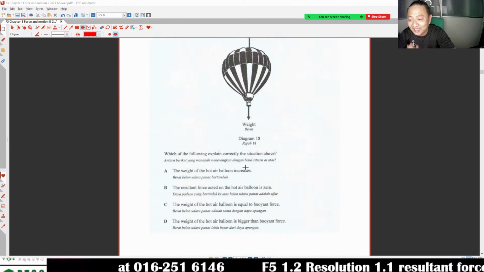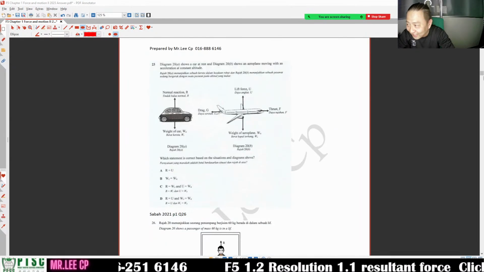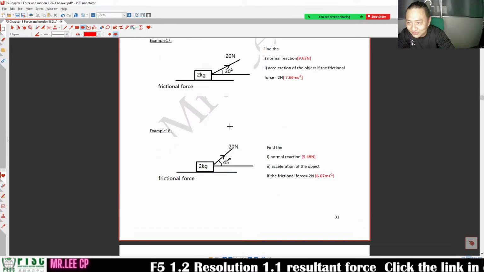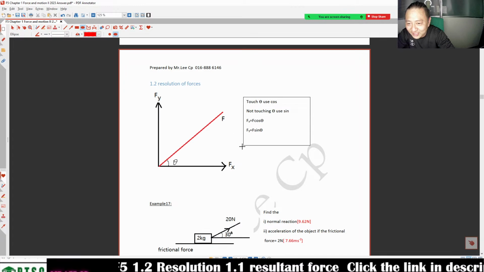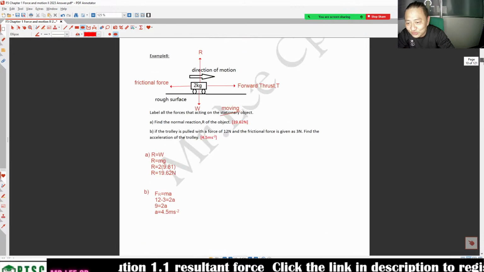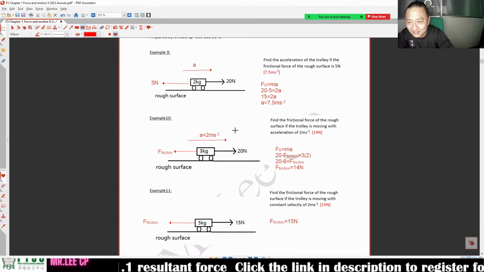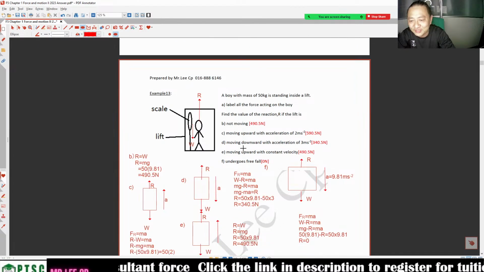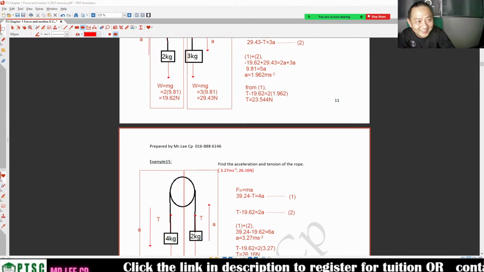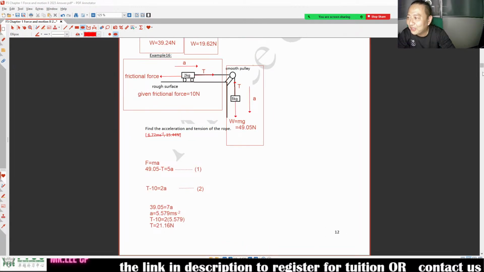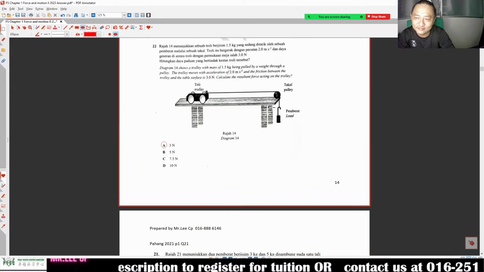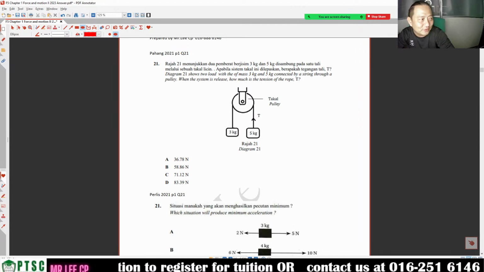My planning was to finish until here so that you can do a lot of questions like this. I set a lot of questions like this, but cannot, because resolution of force is not taught. Never mind, I continue to finish that one. That one is not calculated. I'm sorry. Okay, we continue to do some questions. I plan to finish it, cannot. Never mind, we do 21.